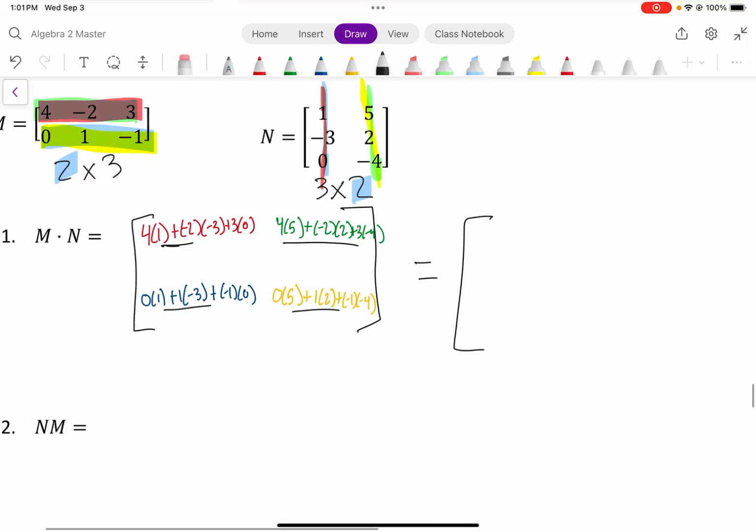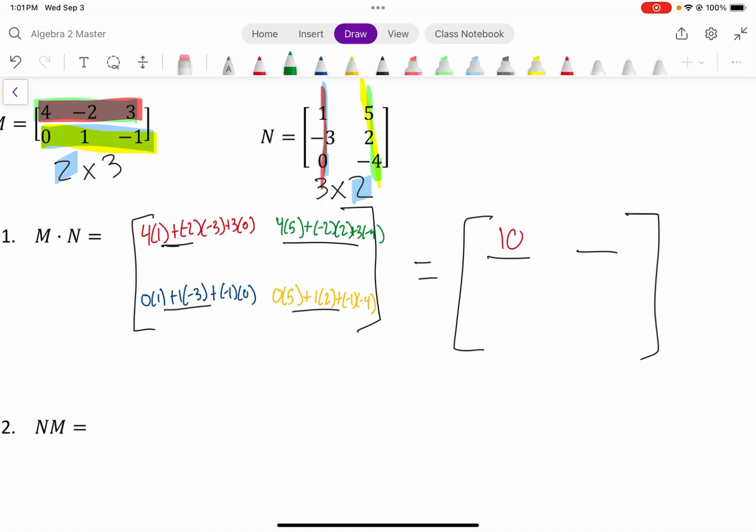You're going to be able to condense this much, much easier because you can do things like 4 times 1 very, very quickly. So 4 times 1 is 4. -2 times -3 is a positive 6, and 3 times 0 is 0. So I have 4 plus 6. That's 10 in that first blank. I'll write it in red so it matches.